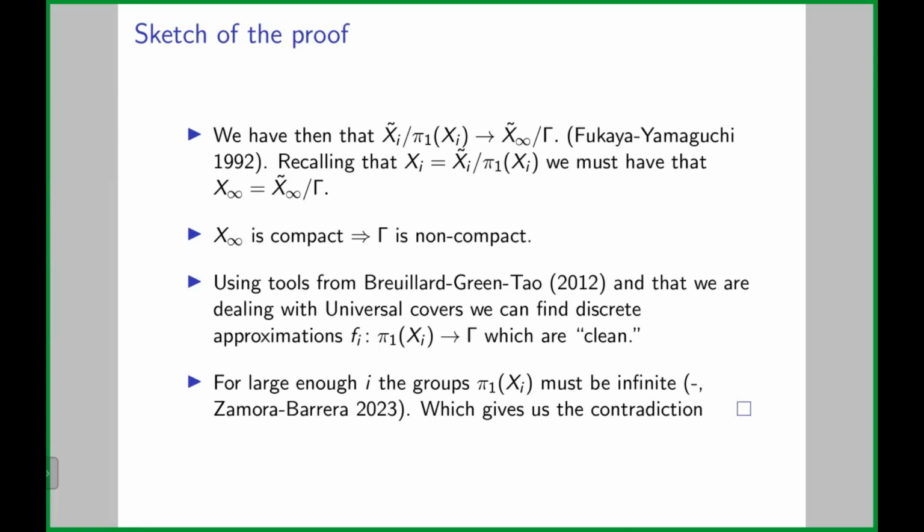And this gives us a contradiction, because we were assuming that for all i, the fundamental cover of each X_i was compact, and so the fundamental group had to be actually finite. And we are done.